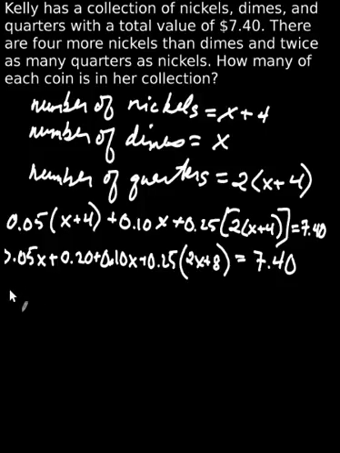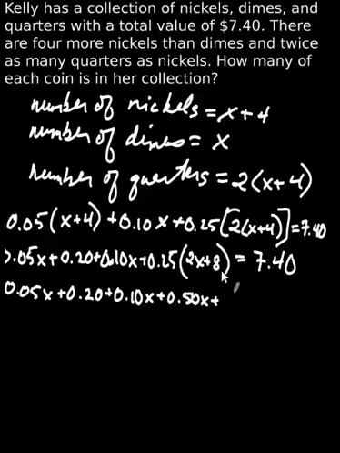So now it's going to become 0.05x plus 0.20 plus 0.10x still. Plus 25 times 2 is 50. Move the decimal in 2 places, 0.50x plus, and let's see, 25 times 8. One way to think about this is, remember, this is a quarter. And if you have 8 quarters, you have $2. So just plus 2 equals 7.40.